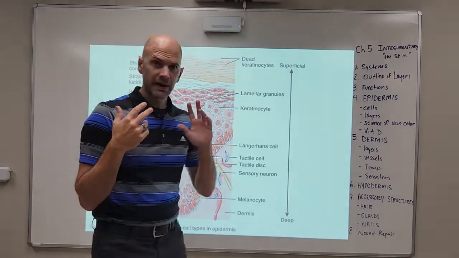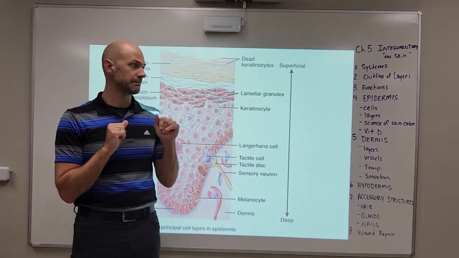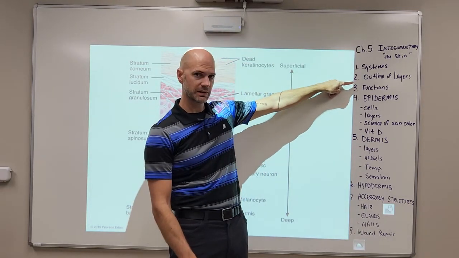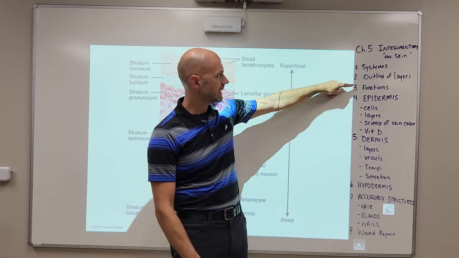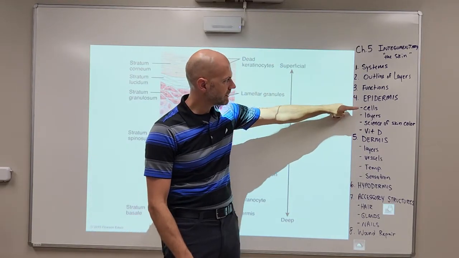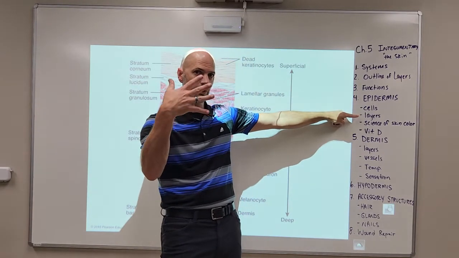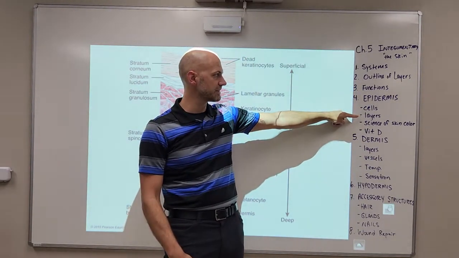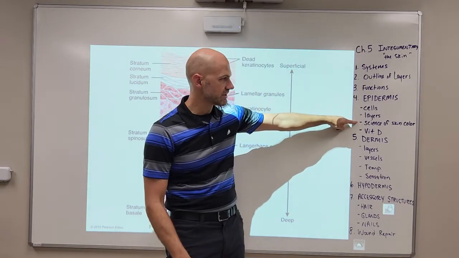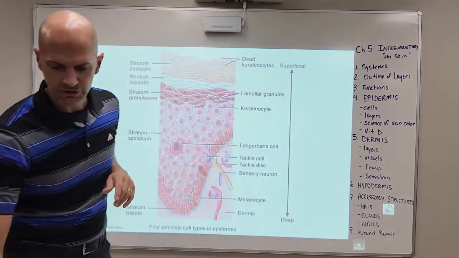All right, welcome back to the second lecture on the Integumentary system, Chapter 5, the skin. In our last lecture, we did some introductory notes on the skin in general, and then we began talking about the epidermis. We got through the types of cells and the layers of the epidermis. There are 4 or 5 layers in the epidermis, and we're right here. We're going to start going into the science of skin color. It's one of my favorite topics to talk about, and I'll show you why.